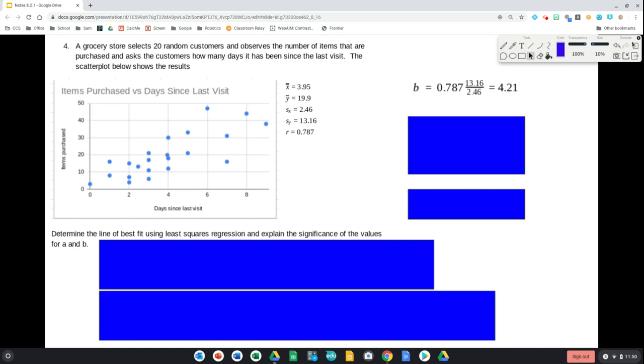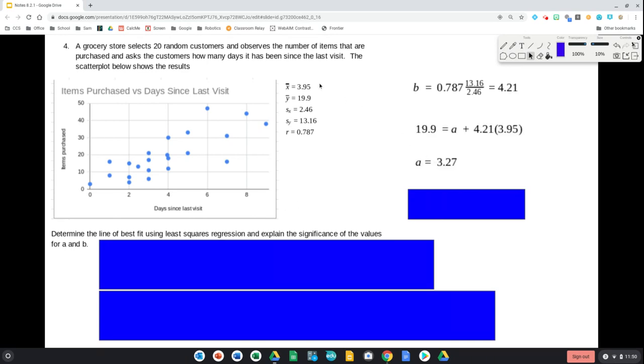Okay, now use that and figure out what the y-intercept would be. Find that value for a. So when you find the value for a, you're going to substitute in y bar, x bar, and the value for b you just got. And so hopefully you got 3.27 for that y-intercept. So our equation for our least squares regression line would be y hat is equal to 4.21x plus 3.27. Or if you want to put it in the other order, that's fine too. y hat is equal to 3.27 plus 4.21x.